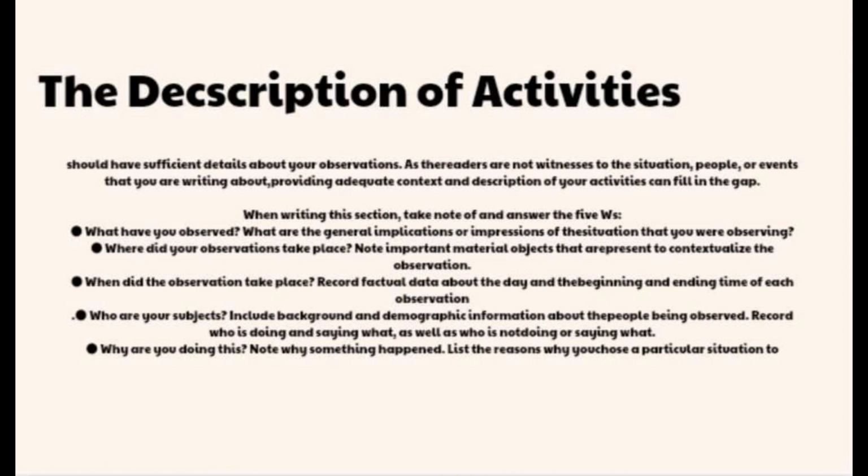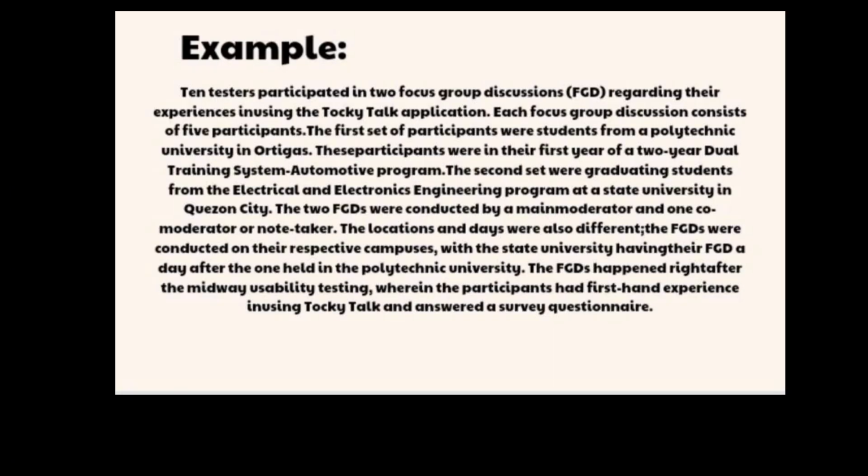The description of activities should have sufficient details about your observation, as the readers are not witnesses to the situation, people, or events that you are writing about. Providing adequate context and description of your activities can fill in the gap. Here is an example of description of activities.